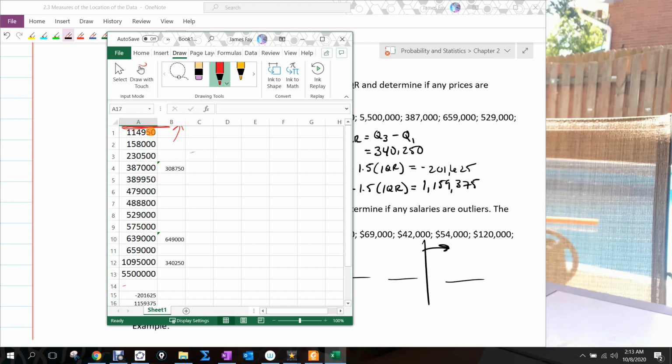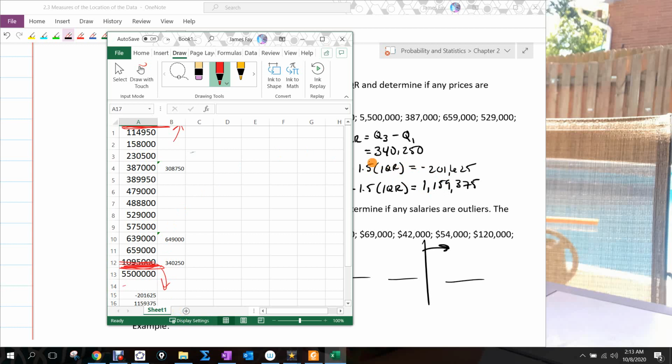Anything that's smaller than that number, negative 201,625, is going to be an outlier. Well, there are no numbers above that red line or to the left of 114,950. Okay, the 1,159 number would be about right there in that area. Well, there are numbers that are beyond that.